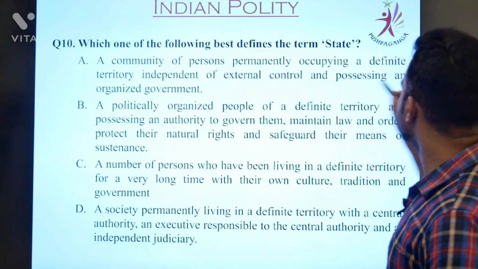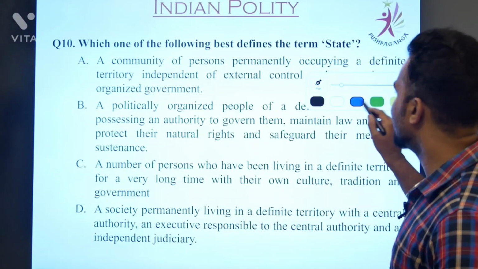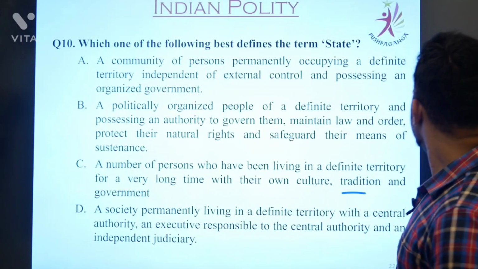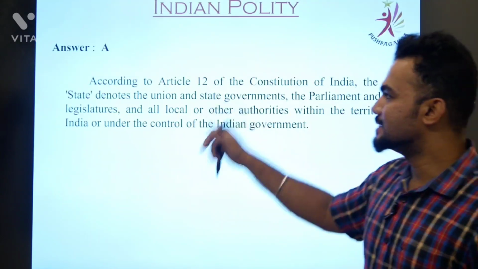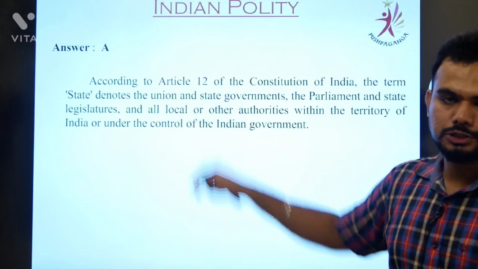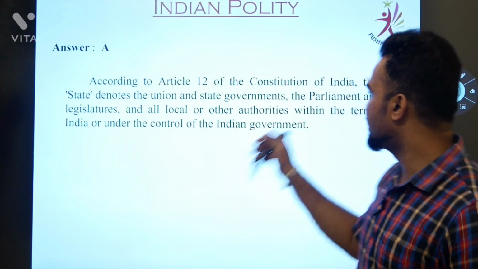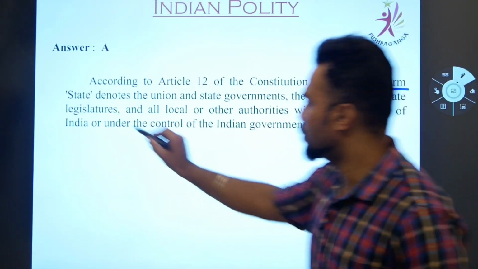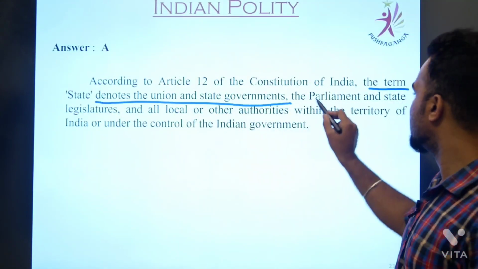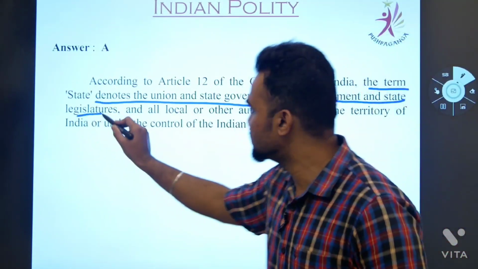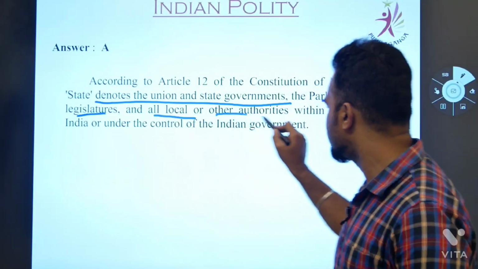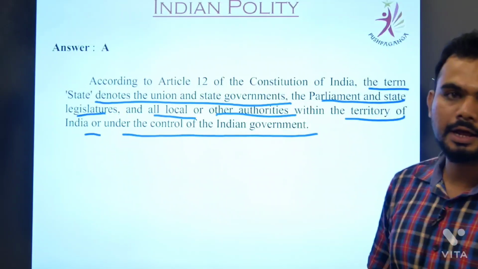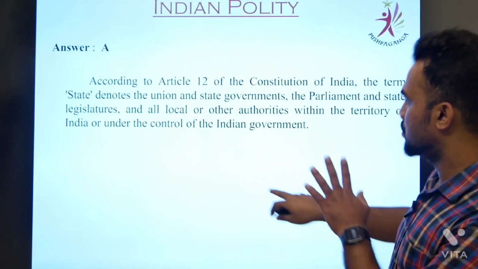Which one of the following best defines the state? As the name itself suggests, what exactly does the state indicate? According to Article 12 of the Constitution, the term state denotes the union and the state governments, the parliament and the state legislatures, and all local or other authorities within the territory of India or under the control of the Indian government. So it speaks about that state.